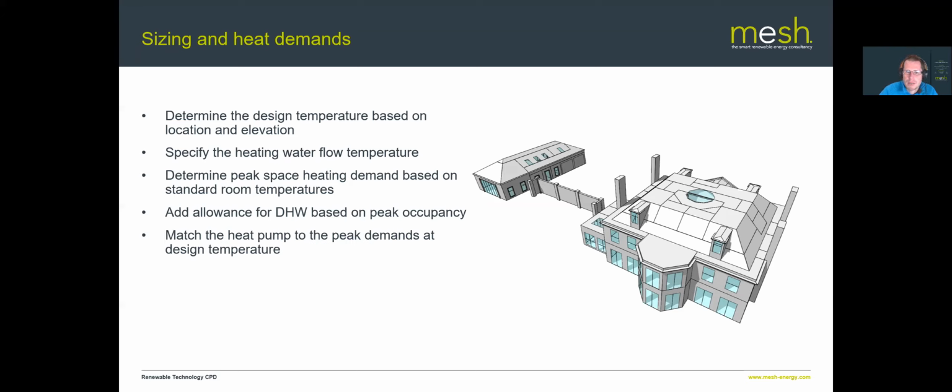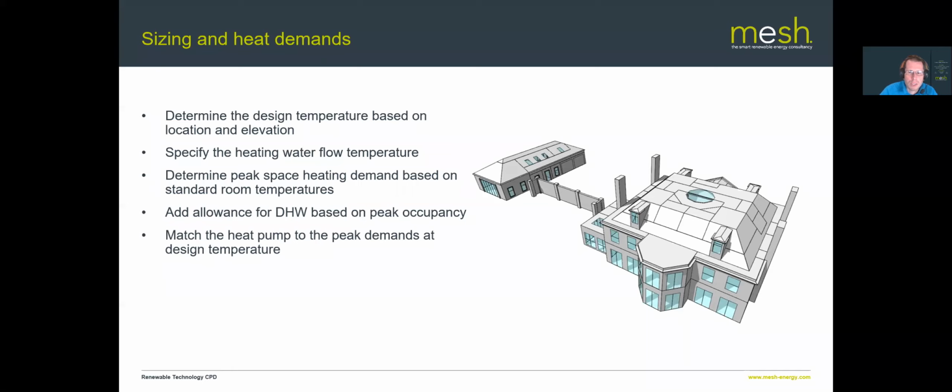And then we match the heat pump to those peak demands at design temperature, so we're not oversizing a heat pump, and this is quite important. With a gas boiler, you would probably oversize by maybe 50% over this peak demand. With a heat pump, you really don't want to be doing that. The cost, both the installation, potential electrical upgrades, everything else, means that you really want to match the heat pump as closely as you can to that peak design demand.